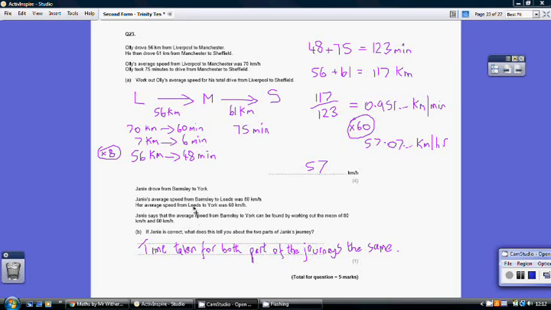Now for part B, this is a classic question where it says Janie's average speed from Barnsley to Leeds was 80 kilometres per hour. Her average speed from Leeds to York was 60 kilometres per hour. And they say that you can work out the mean of these by just adding the two and halving this. Now that's only going to work if the time taken for both parts of the journey is the same.